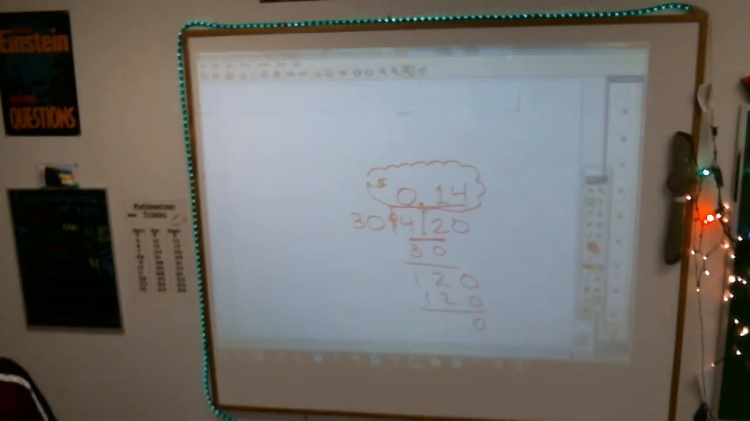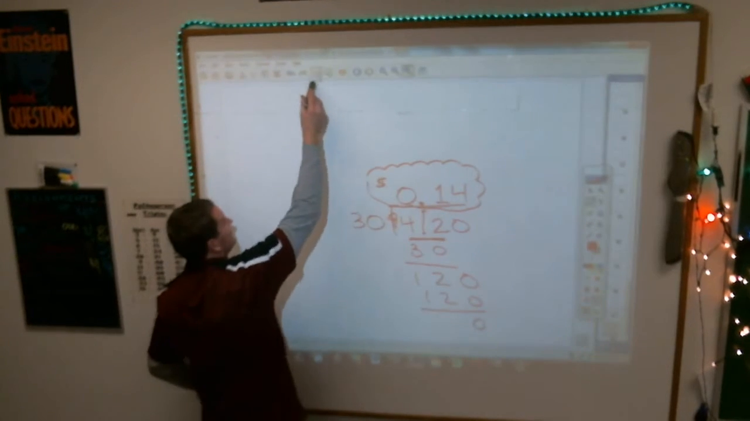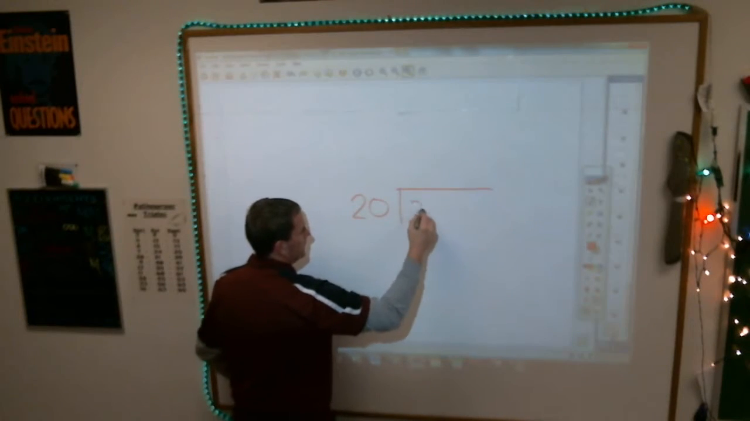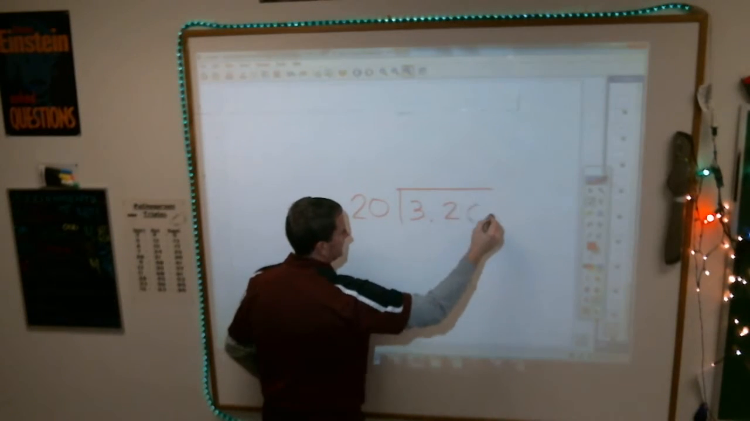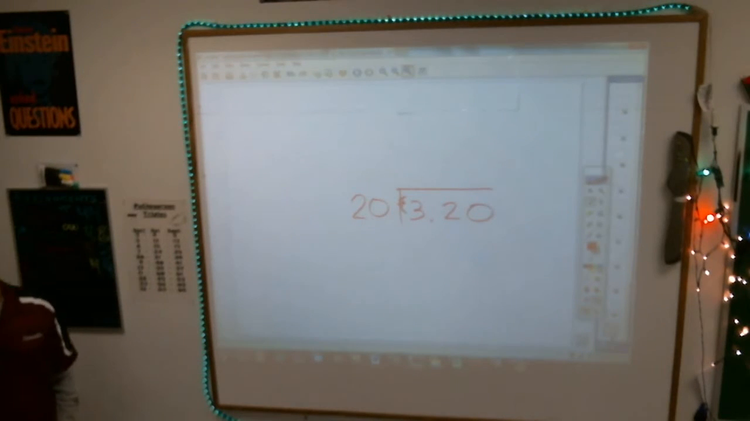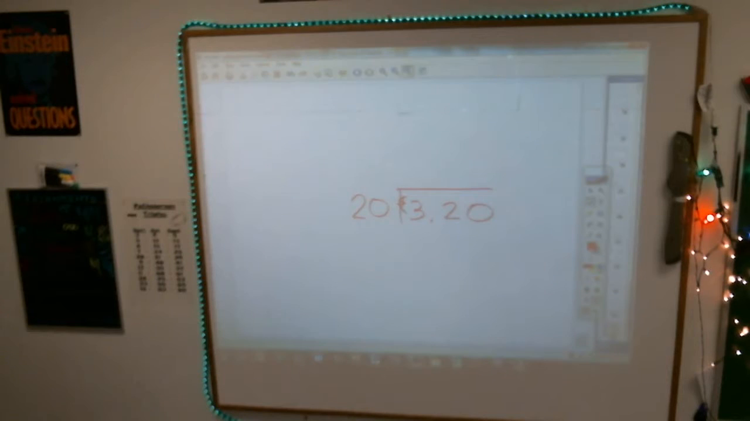Let me give you one. How about 20 into $3.20? Remember, it's money, so you have to give your answer in money form. What do you get when you take 20 into $3.20?